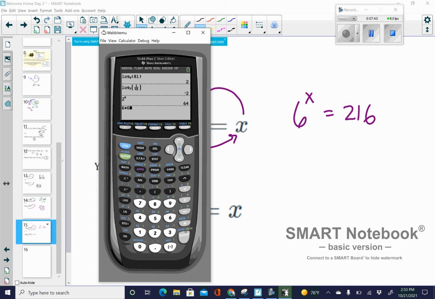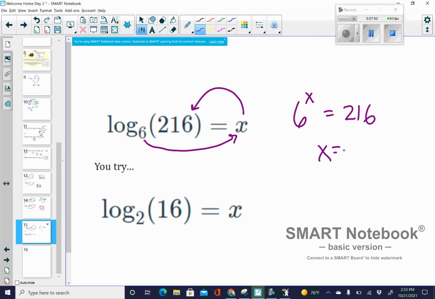6 times 6 is only 36. If I multiply that by 6 again, I get, oh look, 216. So that was 3 6s, 6 to the 3rd power. That means that x is equal to 3. I'm going to pause the video here, do your question.